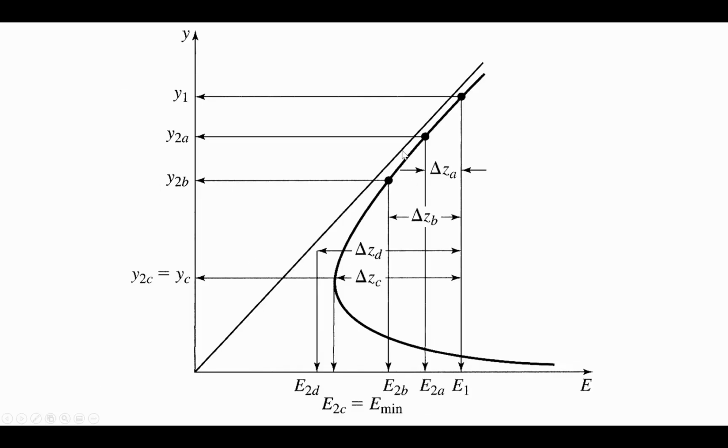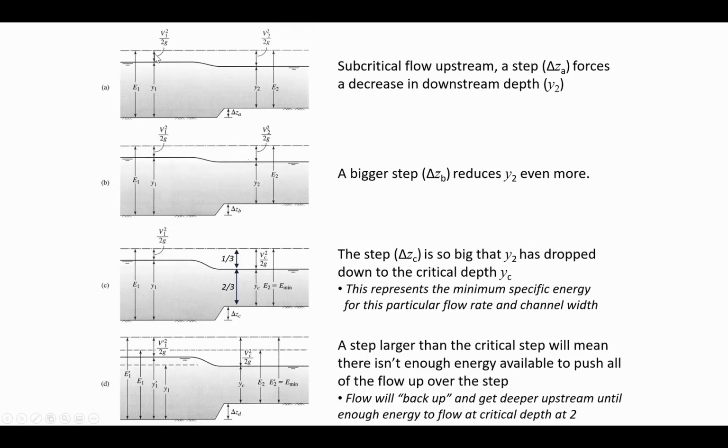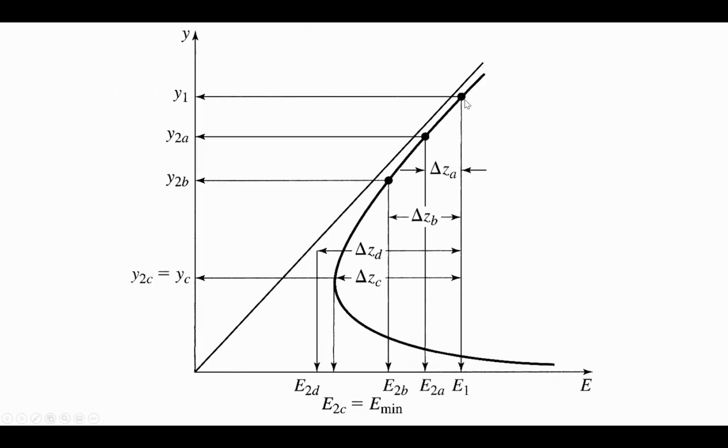So here's the specific energy diagram. And so our original flow depth, y1, encountered some step. And so y1 is just the upstream depth. And so if we have a step that is as high as delta ZA, then that decreases our specific energy. And so here now is the amount of specific energy that remains.